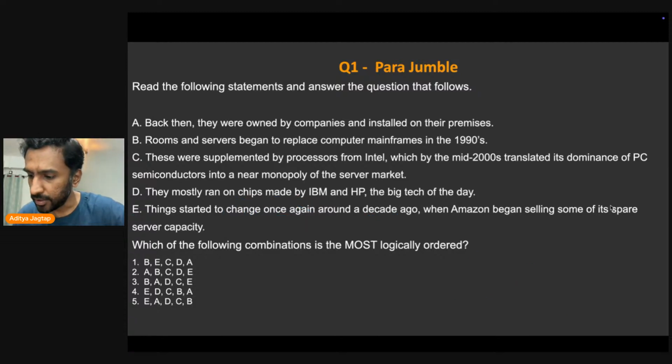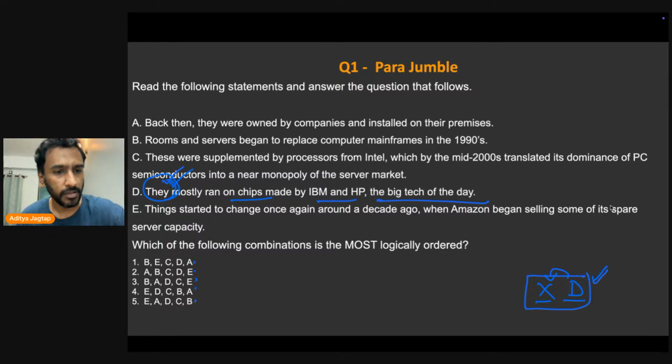All right. Now, they mostly ran on chips made by IBM and HP, the big tech of the day, right? So "they" is referring to something specific in sentence D. I need to find out what that is, and then I can make a mandatory pair, right? If there's some specific, let's say, sentence X here, and that is referring to this day, then I'll find that unit, right? And then I can start to look for any possible connections.